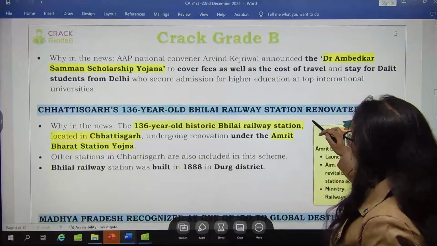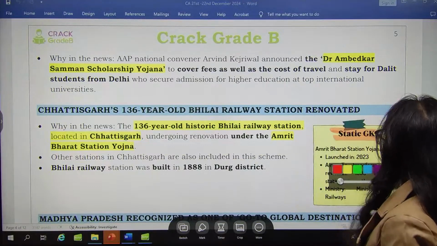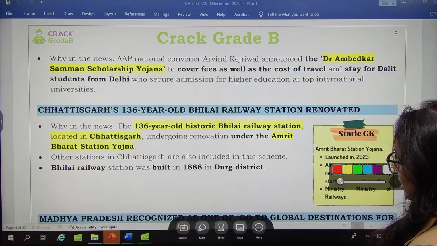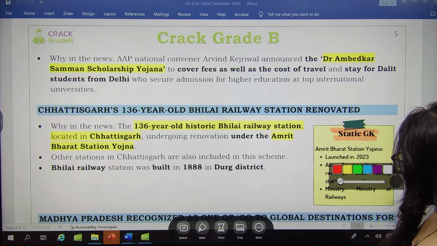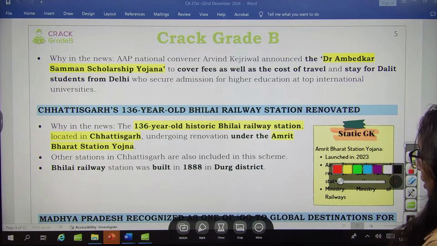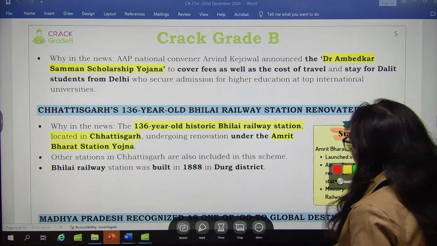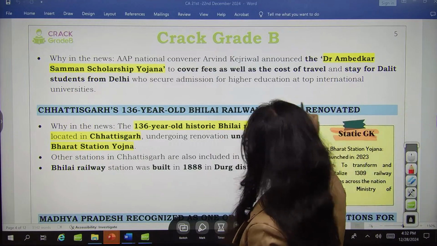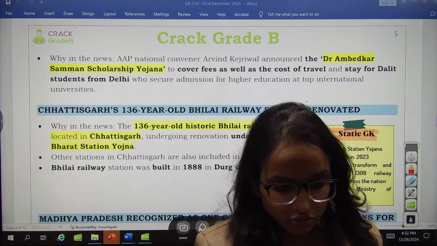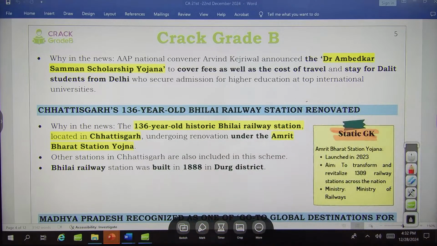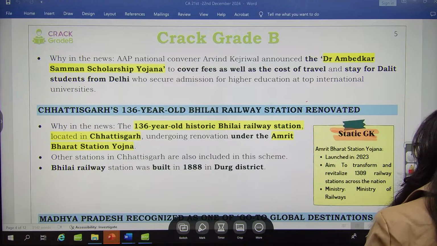In state news, you have Dr. Ambedkar Samman Scholarship Yojana, which has been announced by Arvind Kejriwal to cover fees as well as the cost of travel and stay for Dalit students from Delhi who are going to international universities. Any Dalit student from Delhi going to international universities, all the cost will be borne by the Delhi government under this scheme.